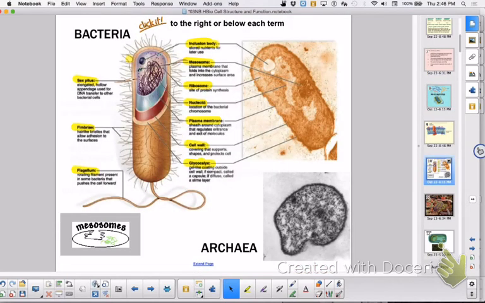Okay, all cells are going to have a barrier that is the same. What do all cells have definitely as a barrier? A cell membrane. All cells have a cell membrane, and that decides what goes in and what goes out. So that's not going to change whether you're talking about a prokaryotic cell or a eukaryotic cell. Additionally, they could have a cell wall.